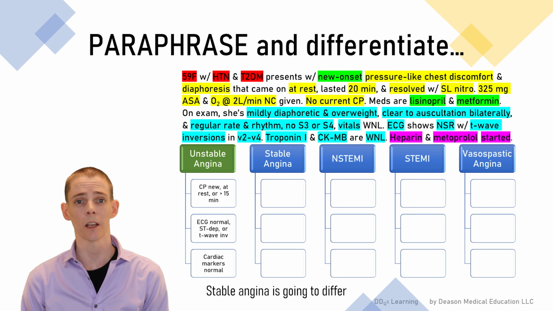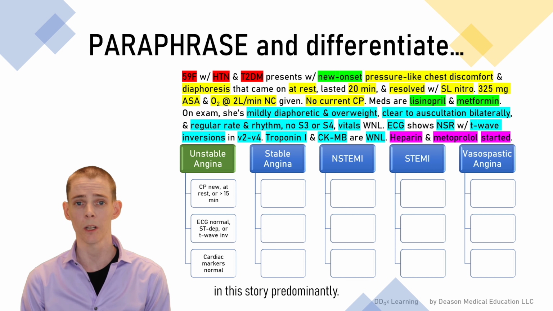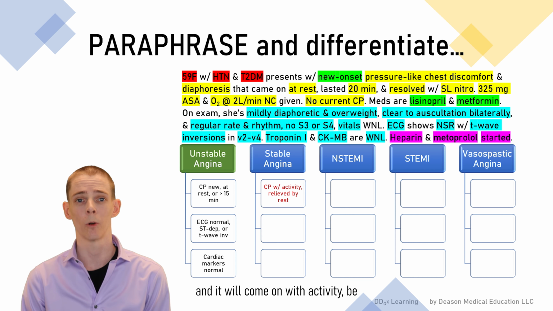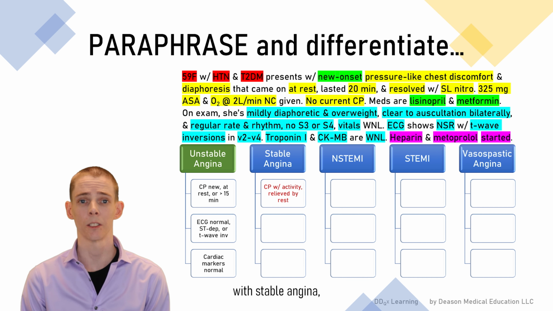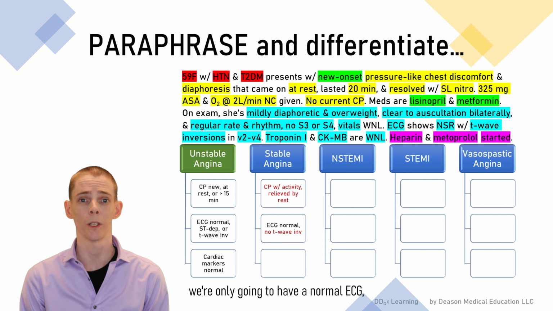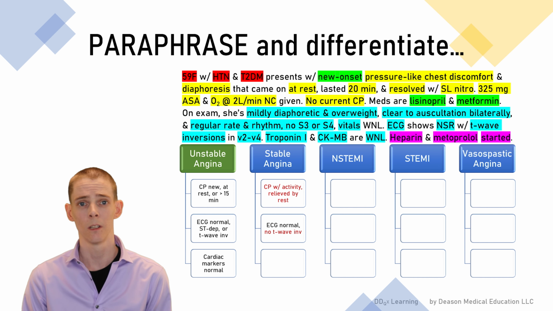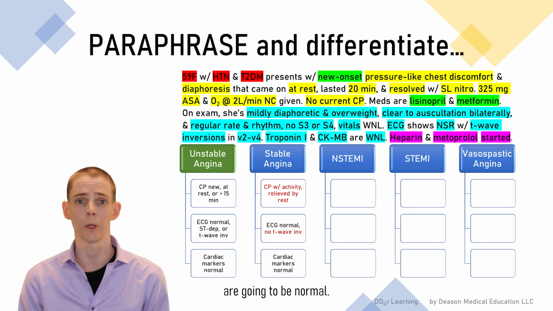Stable angina is going to differ in the story predominantly. We're going to have that chest pain be something that they've experienced before, and it will come on with activity, be relieved by rest, and last under 15 minutes. Of course, with stable angina, we're only going to have a normal ECG, no ST depressions or T-wave inversions, and the cardiac markers are going to be normal.